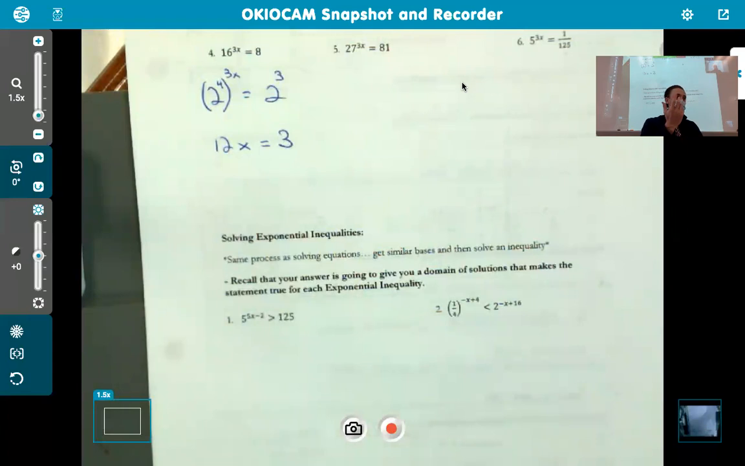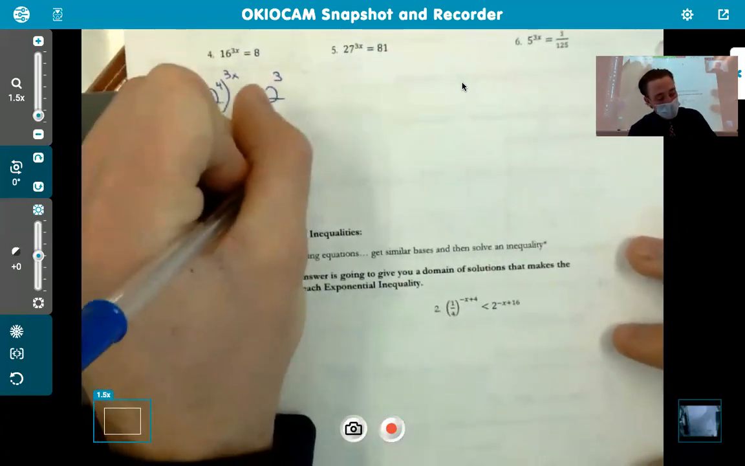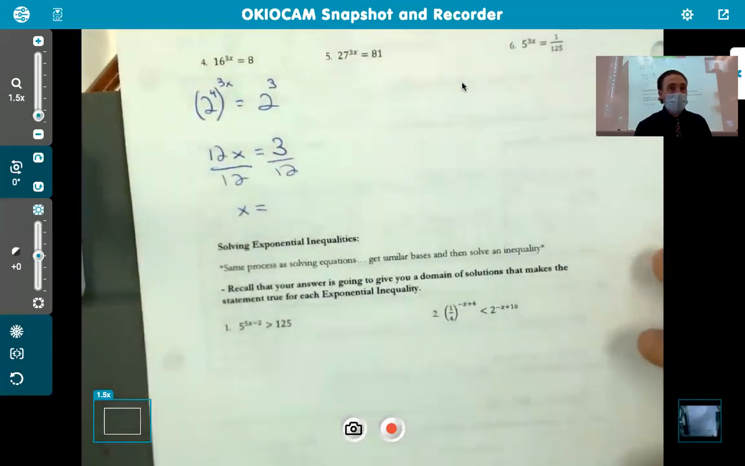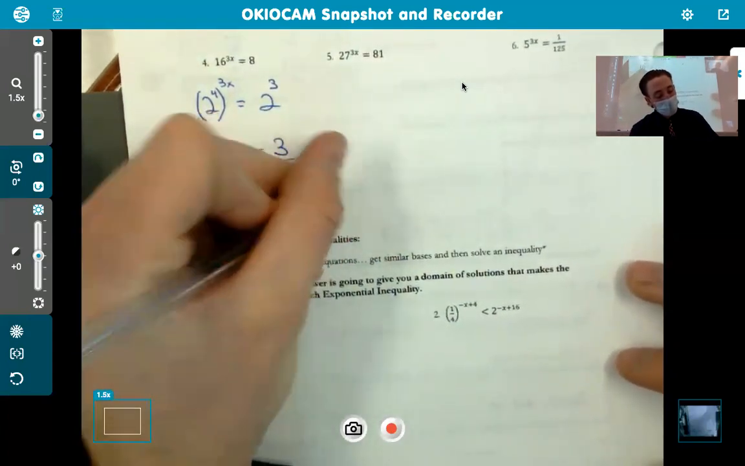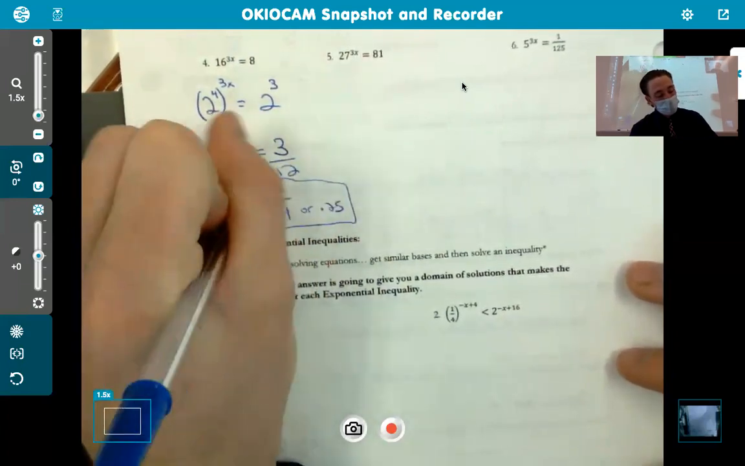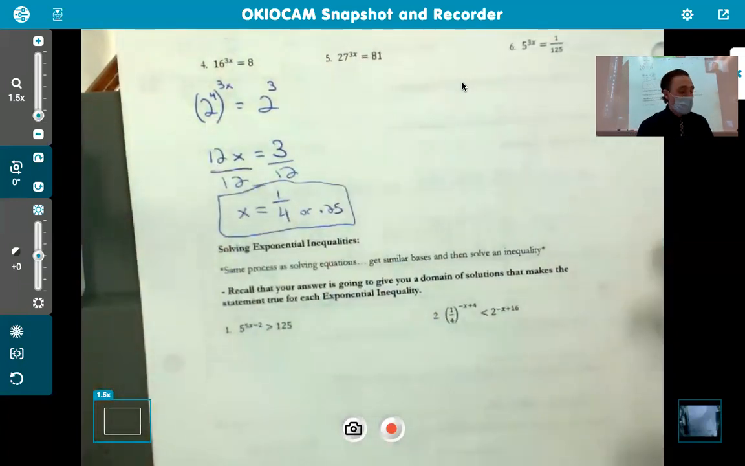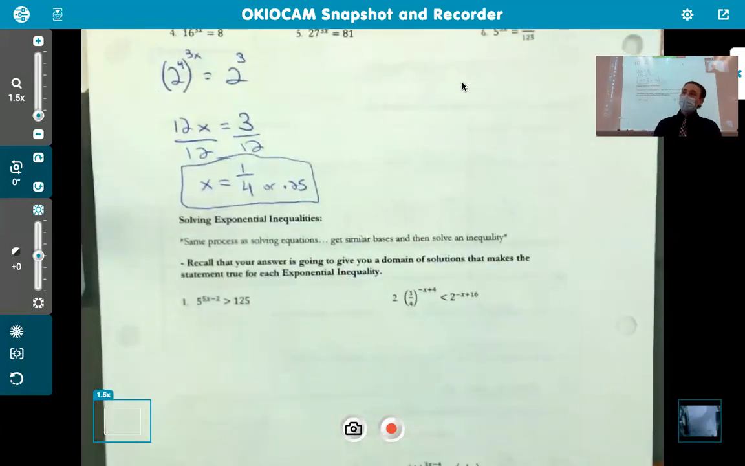And then what do I do from here to solve for x? Just divide by 12 on both sides. Good. And I get x is equal to what? How does that simplify? 1/4. Or if you're a decimal person, 0.25. All right. Any questions about that example? Okay.